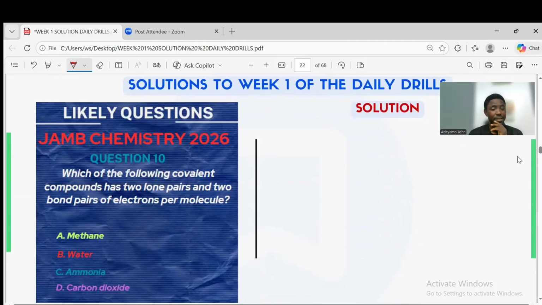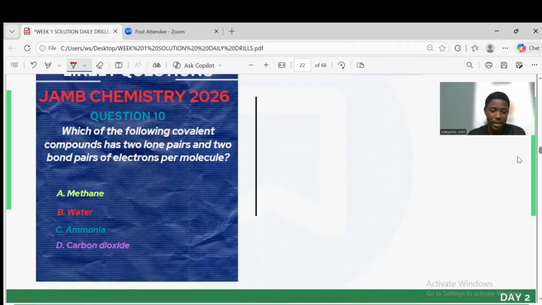All right, so the next one is question 10. Which of the following covalent bonds has 2 lone pairs and 2 bond pairs of electrons? As a rule, I've told you that there is no lone pair in an alkane, in a hydrocarbon, because all the bonds are being used by carbon and hydrogen, the central carbon. Look at that. So in water molecules, let's see.